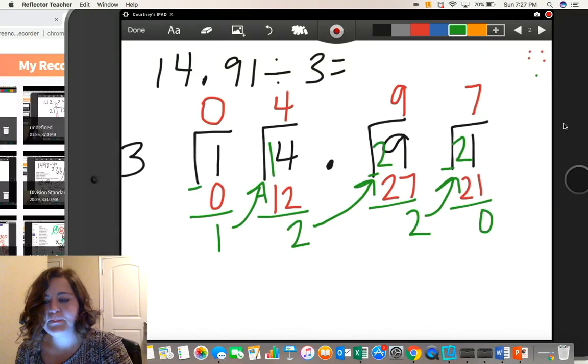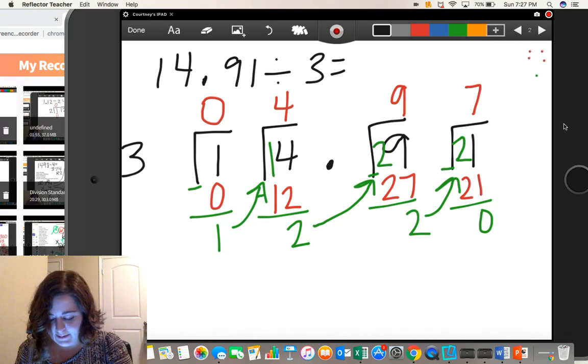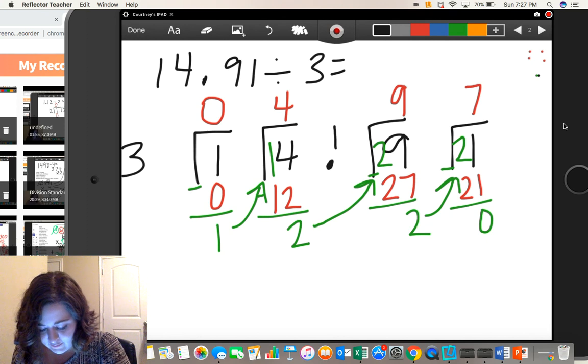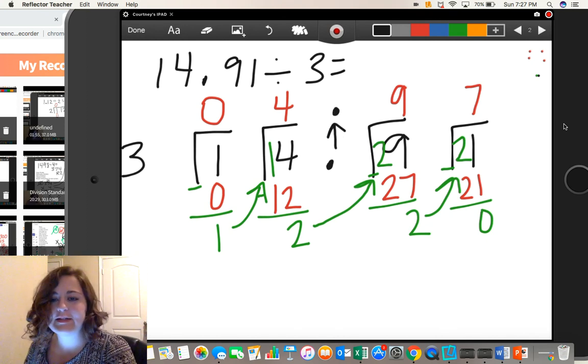So no remainder. And our last step is bringing our decimal straight up into our answer. So I'll move my decimal straight up. So that gives me 4 and 97 hundredths as my answer.